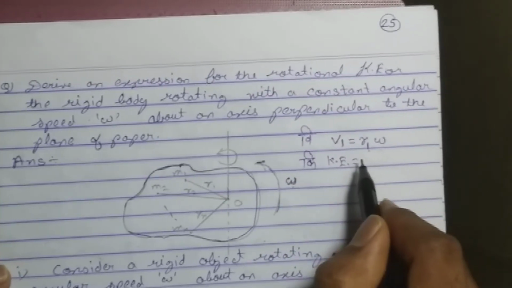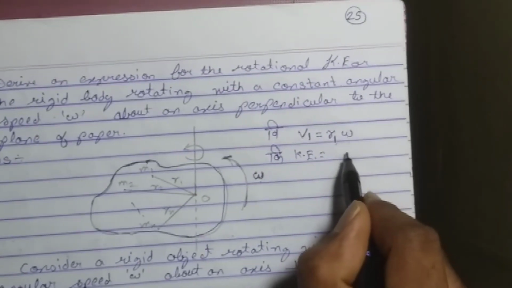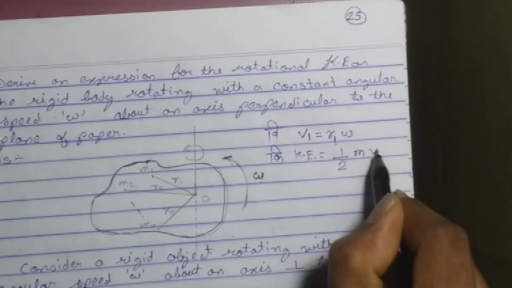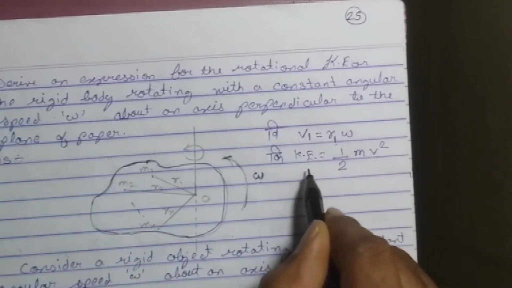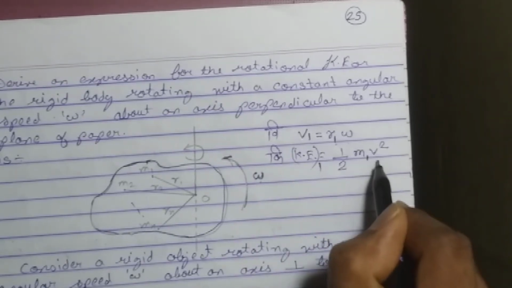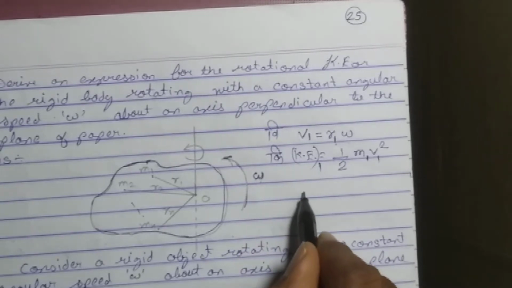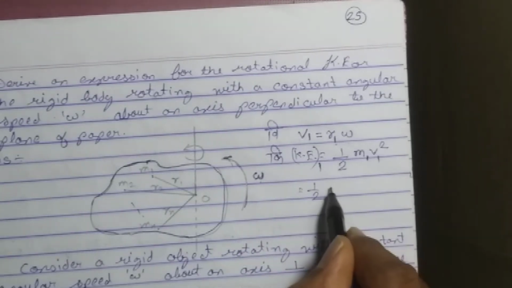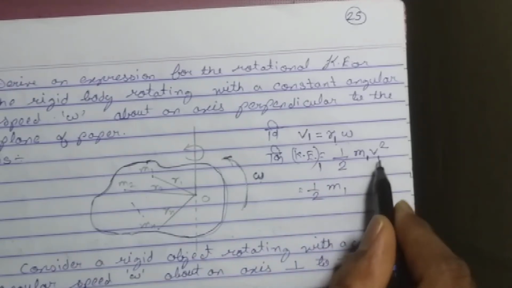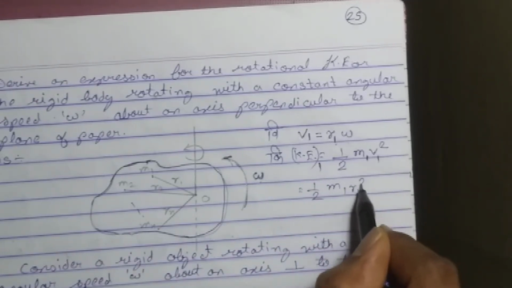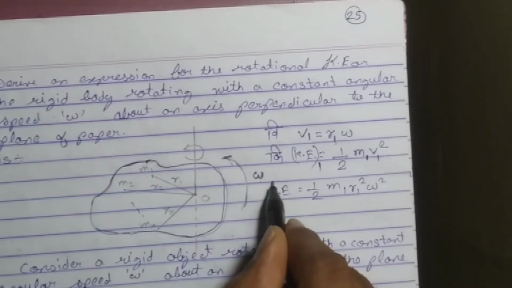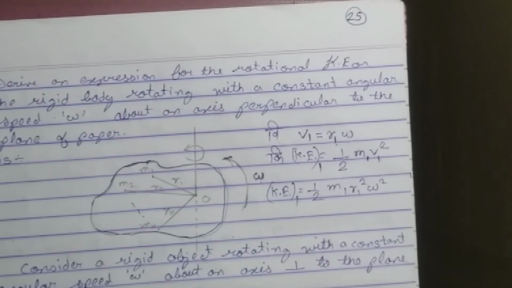What is the general formula for kinetic energy? All of you know it: half into mass of the particle into velocity squared. Since I am finding the kinetic energy of the first particle, I will put the suffix: half m1 v1 squared. Now I put the value of v1, which is r1 omega, so v1 squared means r1 squared omega squared. This is the kinetic energy of the first particle.